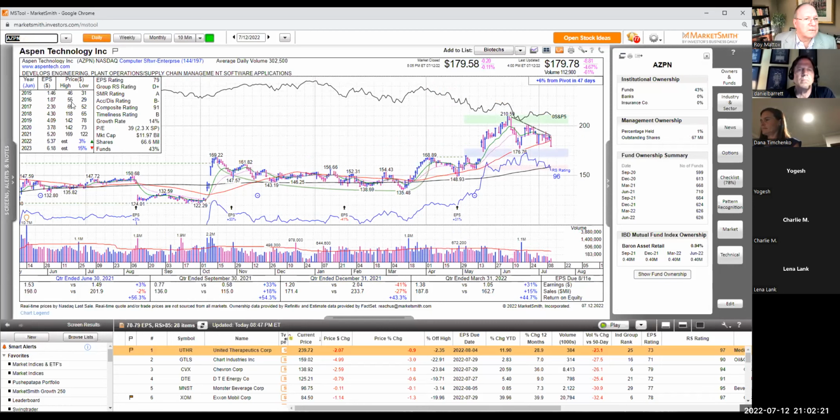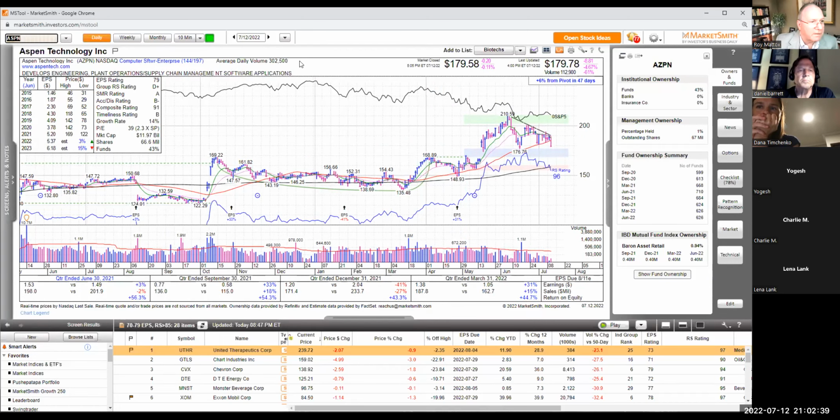There's Aspen Technology. That's in the wrong group. This looks like a short. Look at that, just breaking the 50-day right here in the computer software enterprise area. That's what a good short looks like, guys, right there.